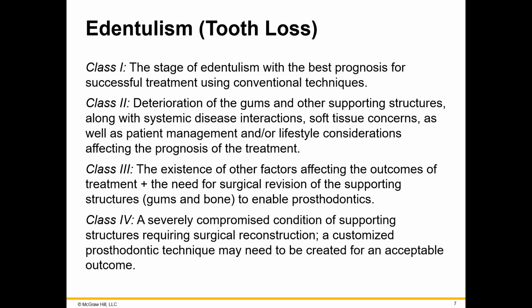Class 3 is the existence of other factors affecting the outcomes of treatment, plus the need for surgical revision of the supporting structures such as the gums and bones to enable prosthodontics. Class 4, a severely compromised condition of supporting structures requiring surgical reconstruction. A customized prosthodontic technique may need to be created for an acceptable outcome.